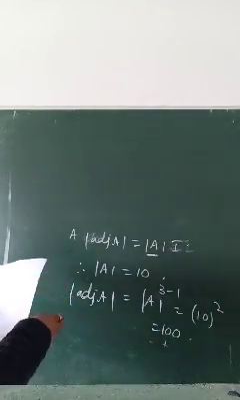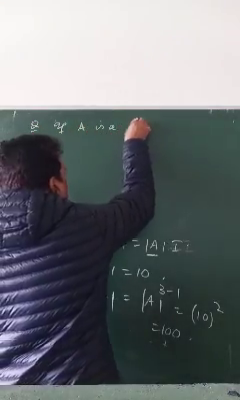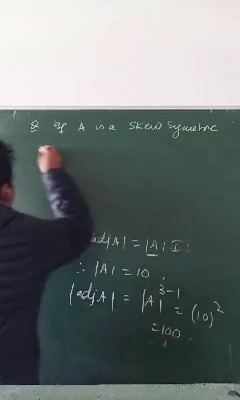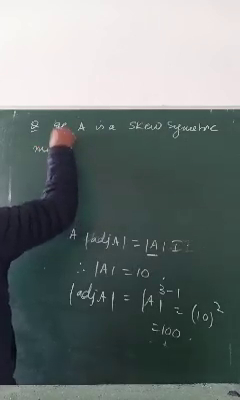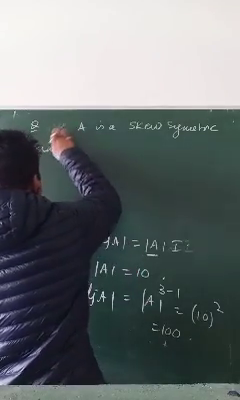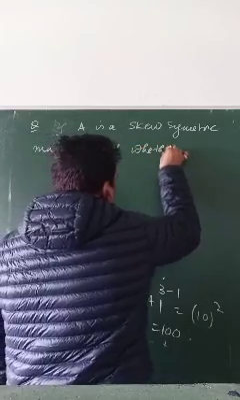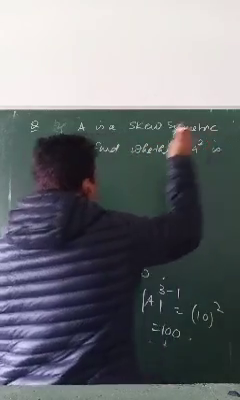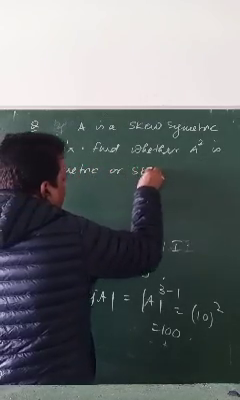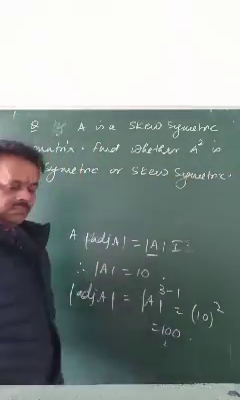If A is a square skew symmetric matrix, then find whether A square is symmetric or skew symmetric. This is what you have to do.